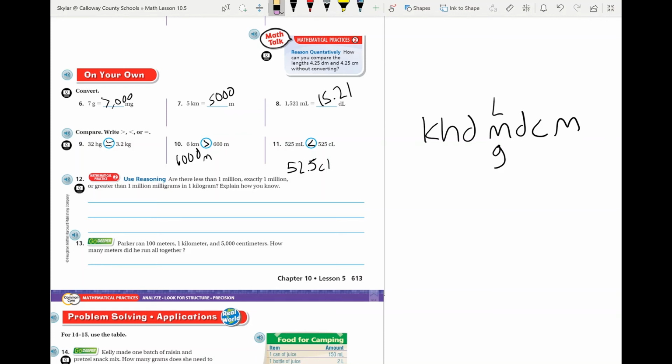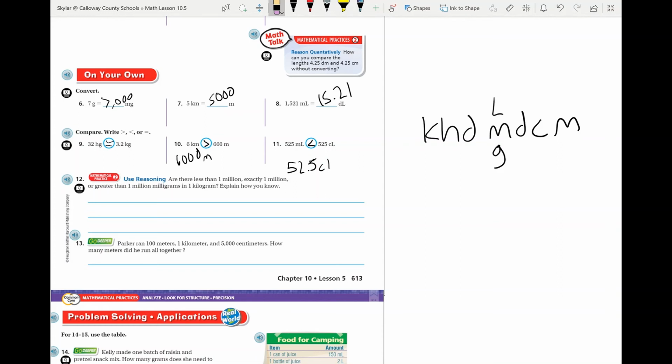And then number 8, we have milliliters, which is over here at the very end. We moved from milliliters to deciliters. Remember, deca would be D-A-L, so that was 2 to the left, so we moved our decimal point 2 to the left. Number 9 we did together.